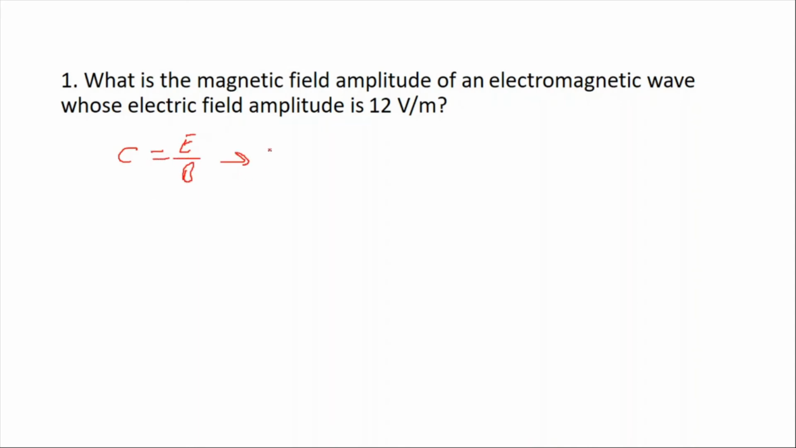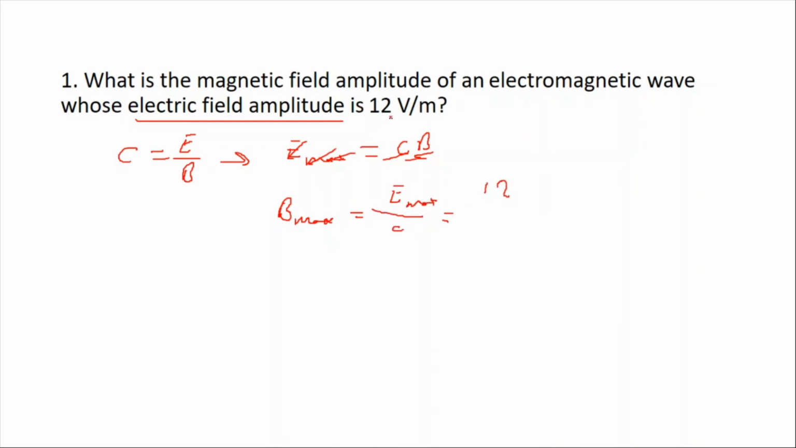Okay, so from here we are asked to find the electric field amplitude. So E max will be equal to C times B max. I'm sorry, we are asked to find B max. What is the magnetic field amplitude? B max will be equal to E max over C. The maximum value of the electric field is given as 12, divided by 3 times 10 to the 8, and this will be equal to 4 times 10 to the negative 8 Tesla. As you see, it's a very small amount of magnetic field.